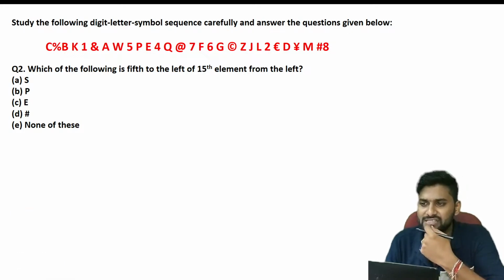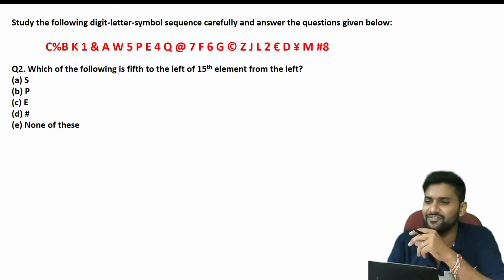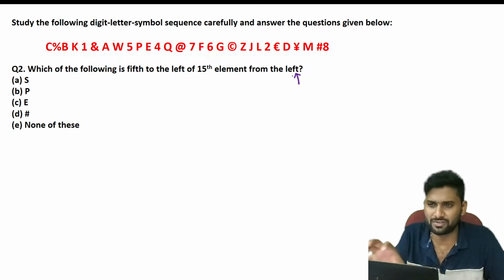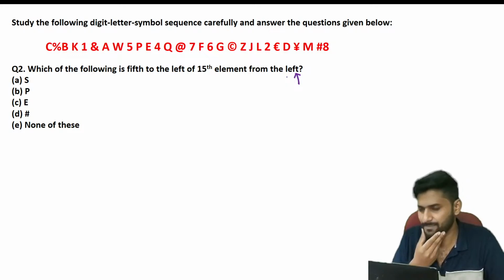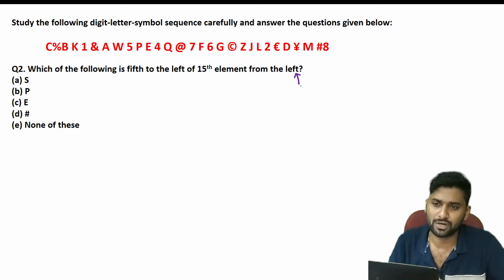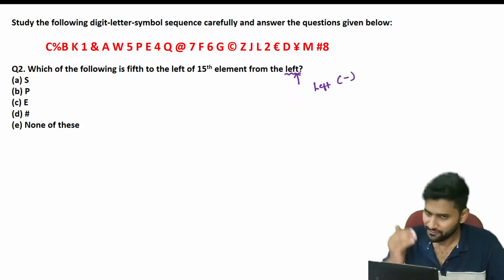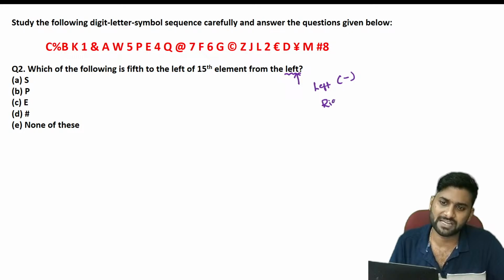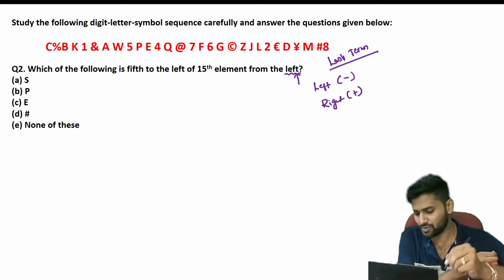Guys, which of the following is fifth to the left of 15th from left? Let me tell you, try to follow this procedure. Definitely you will count easily for any counting-based sequence question. My suggestion: whatever the last information is, always consider it negative. If left is given, consider negative. If right is given, consider negative. And the opposite sign must be positive. Last term negative, opposite term positive.